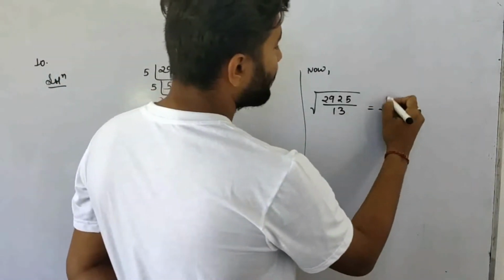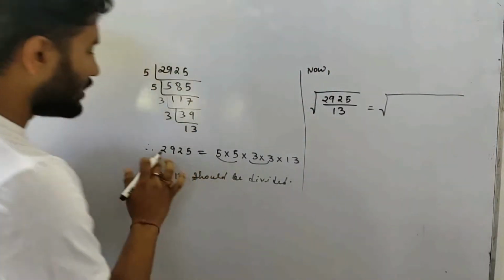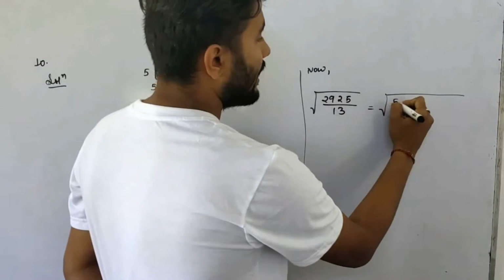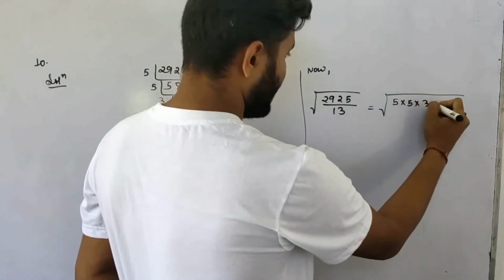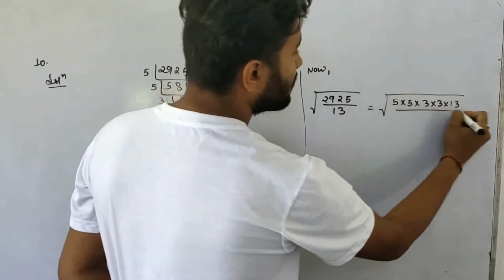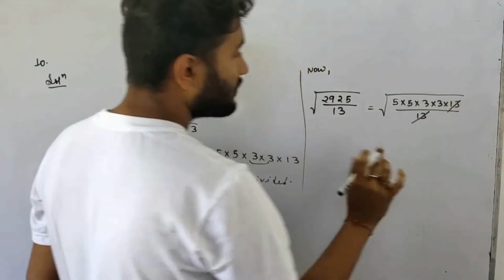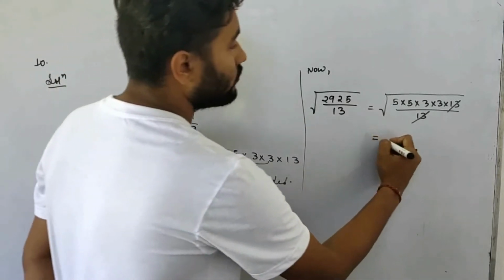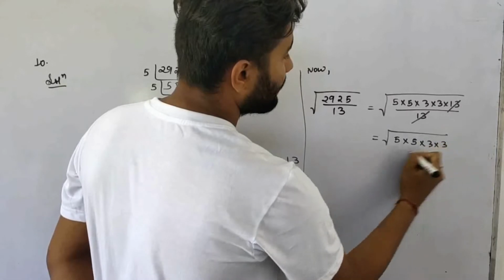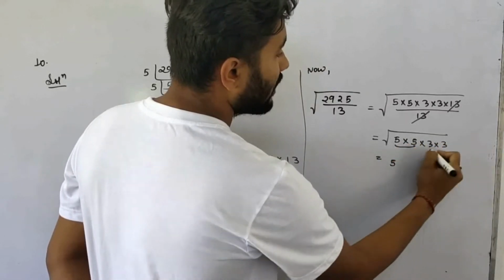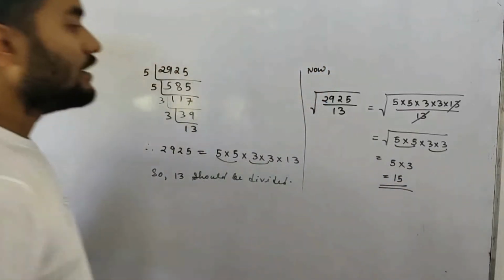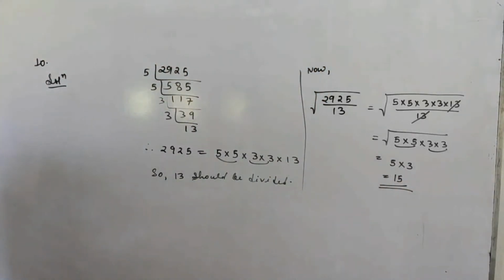In the same way, equal to root over, what is 2925? 2925 is 5 5 3 3 13. So 5 into 5 into 3 into 3 into 13, and divide 2925 by 13. Divided by 13, 13 is done, which is equal to root over 5 into 5 into 3 into 3. From this, 2 fives, 1 five will come out. From this, 2 threes, 1 three will come out. So your answer is what? 15.